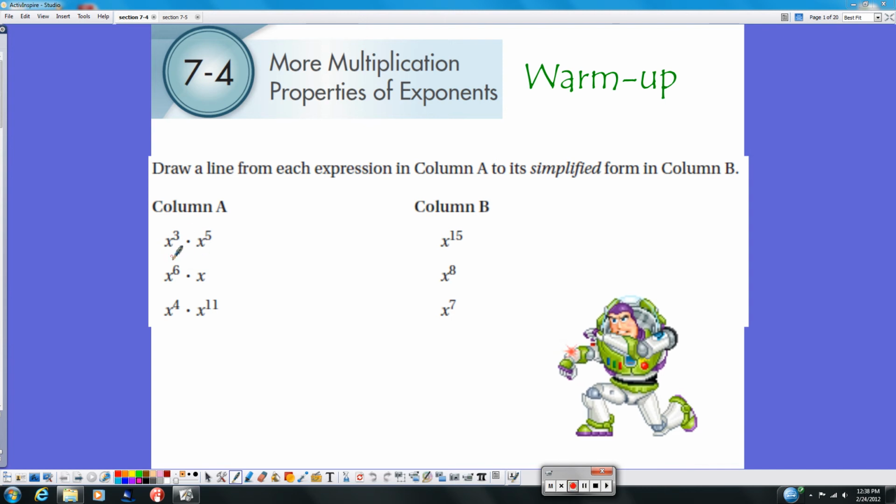Remember our rule from last section. Keep your base and add your exponents. So 5 and 3 would give us 8. 6, and remember there's a 1 here, 6 and 1 would give us 7. And 4 and 11 would give us 15.